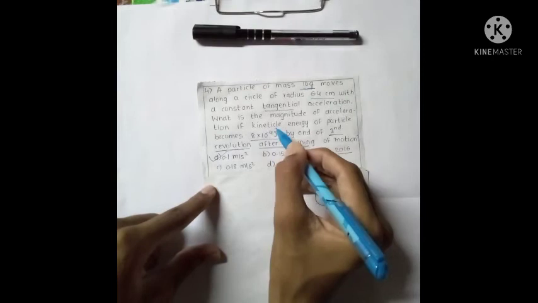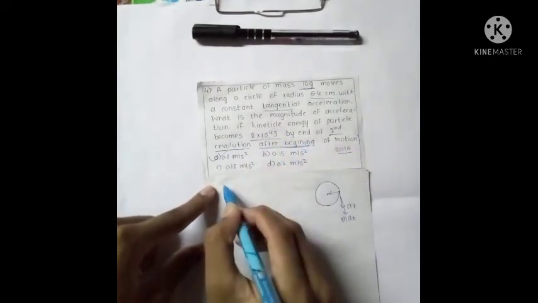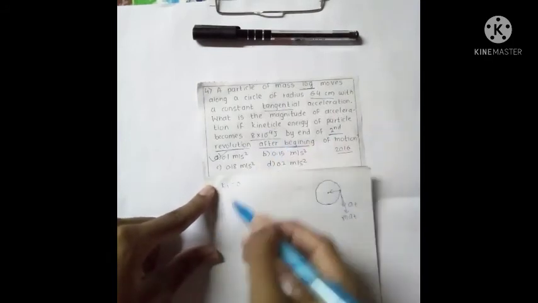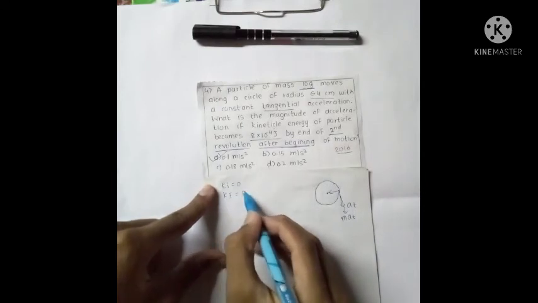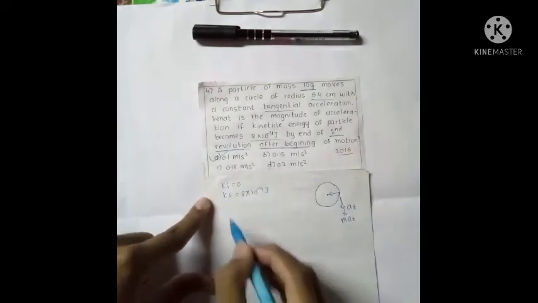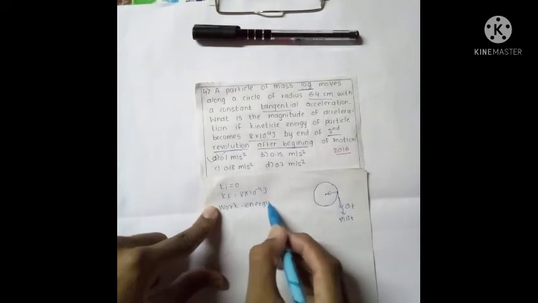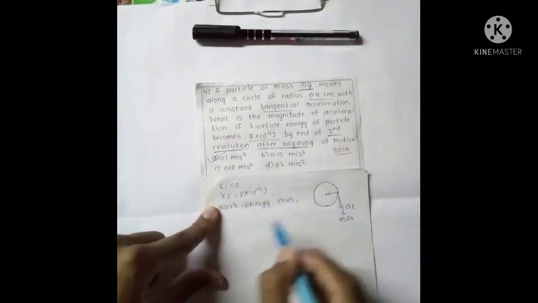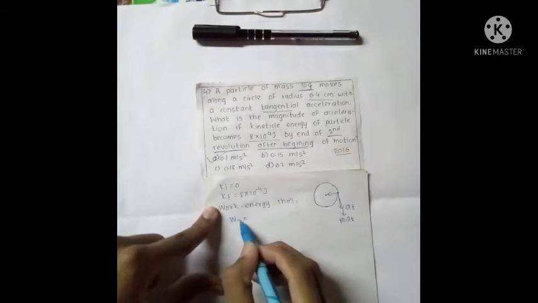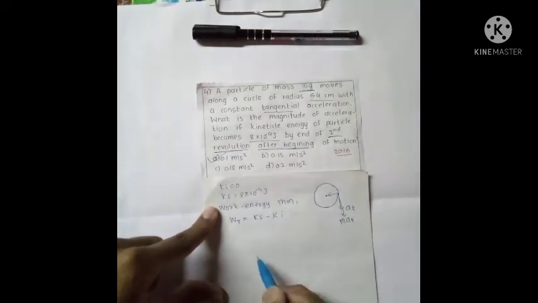We have given final kinetic energy, and in the question it is said that after beginning of motion, means initial kinetic energy is 0, as initial velocity is 0. So initial kinetic energy is 0, final kinetic energy is given 8 into 10 to the power minus 4 joule. So we can simply use work energy theorem. By work energy theorem, work done by tangential force is equal to change in kinetic energy, final kinetic energy minus initial kinetic energy.